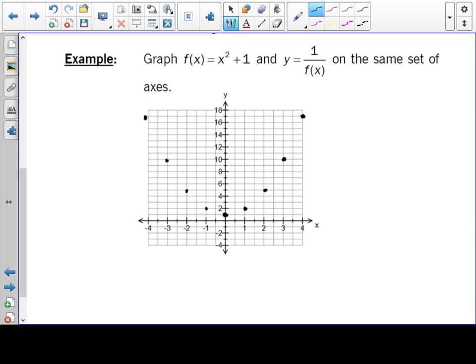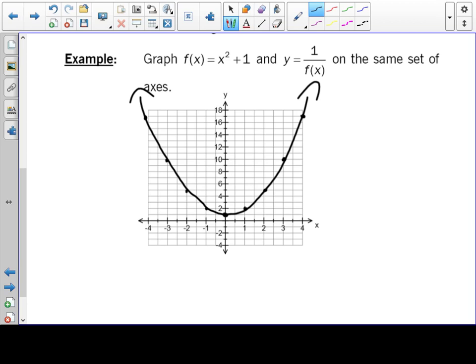So this is what the function looks like. We're going to draw it in now. There it is. There's f of x. Now, the million-dollar question is, well, what would 1 over f of x be?